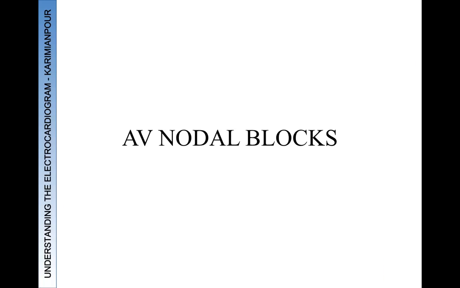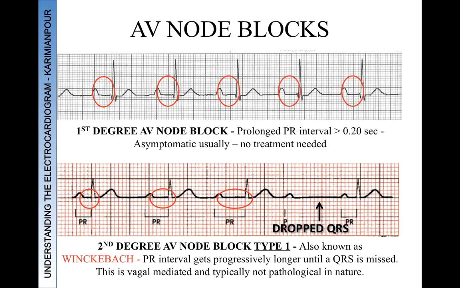Okay, let's talk about AV nodal blocks. So there are different types of AV node blocks. There are different degrees of AV node blocks, and then different types within the second degree AV node block. So the first degree AV node block is defined by a prolonged PR interval. Again, interval includes the wave, so it includes the P wave.